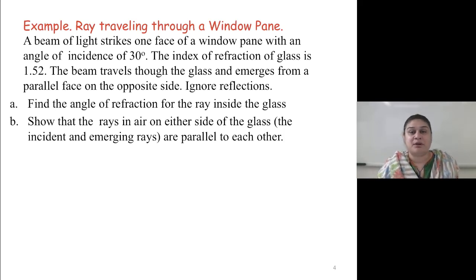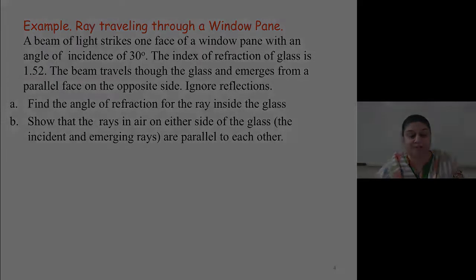Ray traveling through a window pane. A beam of light strikes one face of a window pane with an angle of incidence of 30 degrees. The index of refraction of glass is 1.52. The beam travels through the glass and emerges from the parallel face on the opposite side. Find the angle of refraction for the rays inside the glass, and show that the rays in air on either side of the glass are parallel to each other.